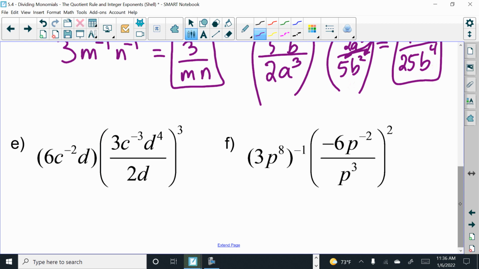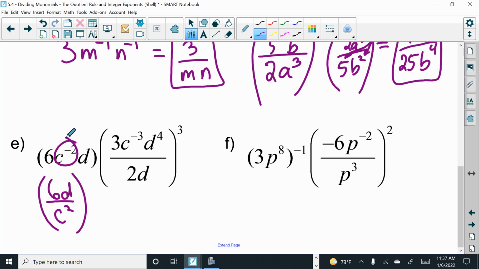Okay. And then E. Oh my God, Moto. That looks so complicated. Yeah. But it's not so bad. Don't stress. First, guys, let's try to clean up everything that we have. Okay? So it's going to be 6d over c squared. Why, Moto? Because I have that negative exponent, I got to bring it down.